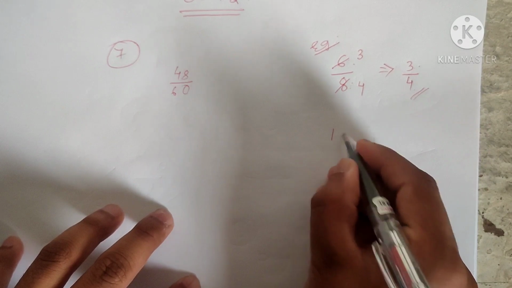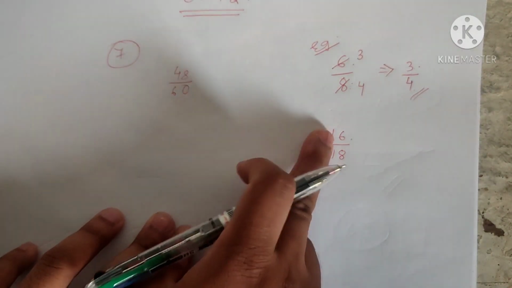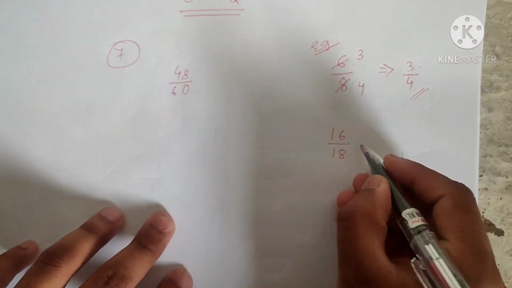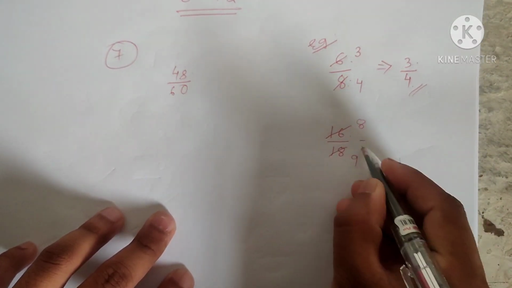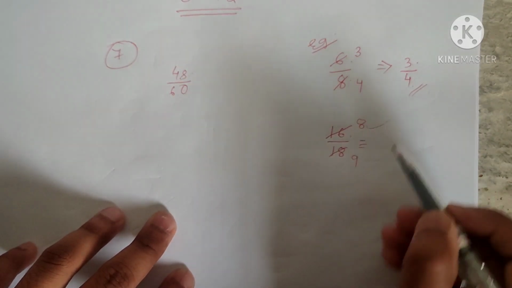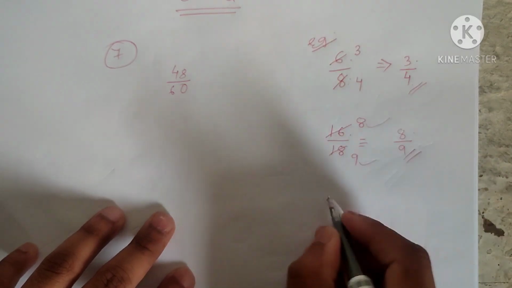I'll give you one more, like 16 by 18. Okay, so you see here, both these numbers are divisible by 2, isn't it? So how will you do? 2 8s are 16, 2 9s are 18. Now you can see that one is even, one is odd, so no more divisible. So 8 by 9 is your final answer.